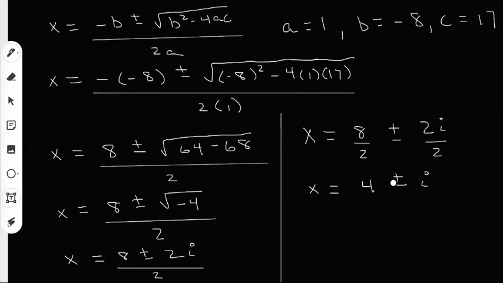Now, the plus or minus means it could be a positive or it could be a negative. So we're going to be getting 2 answers. We can take the positive answer, which is 4 plus i, but we can also take the negative answer, which would be 4 minus i. And then we close that up in our solution set. So these are our 2 imaginary solutions.